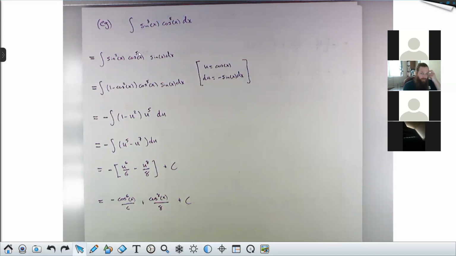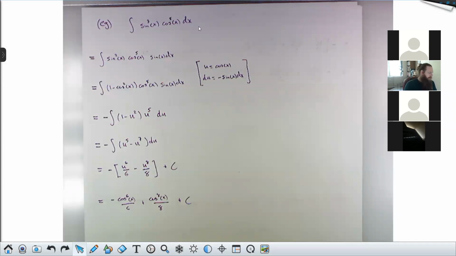The reason this works is because the odd powered function will have one of his guys taken away by the differential, leaving an even power. And you can always write an even power of sine or cosine in terms of the other guy. Like here I have sine squared left over. I can write sine squared as 1 minus cos squared. If I had a cos to the 4 left over, I could write that as 1 minus sine squared all squared. So even powers of sine and cosine can always be turned into each other.